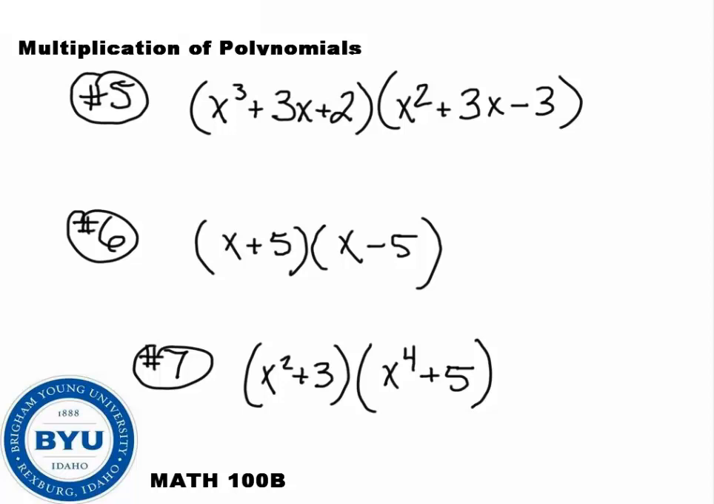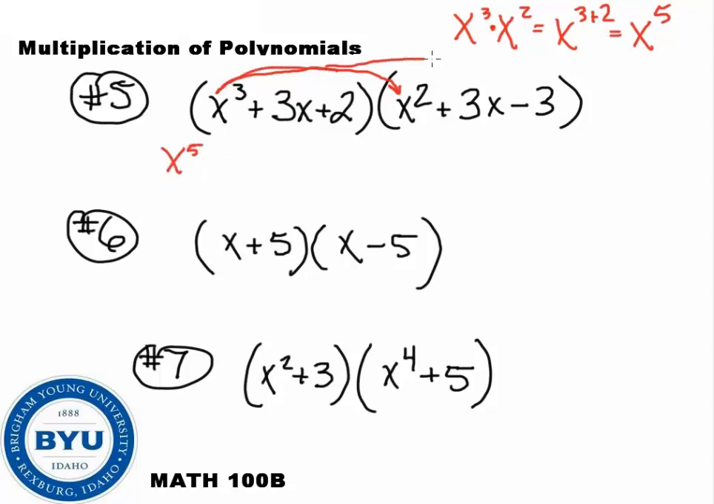Okay, let's take a look. Trinomial times a trinomial. You're going to want to take your time on this. We're going to take this one, I want a different color, this one times this one. x cubed times x squared. When we are multiplying powers, we add the exponents, 3 plus 2, so it comes out to be x to the 5th.